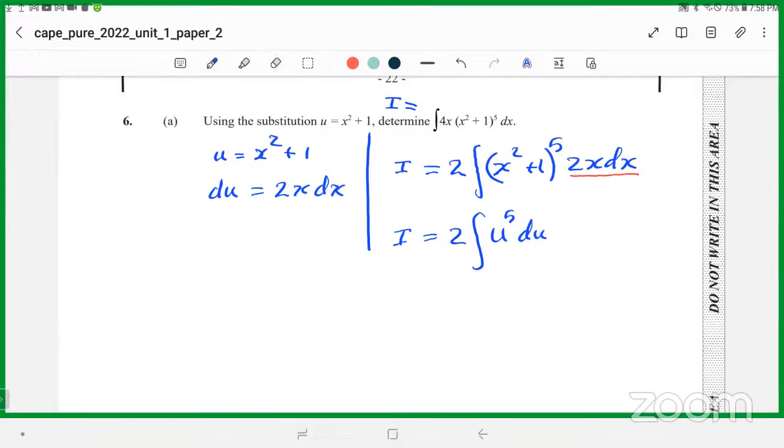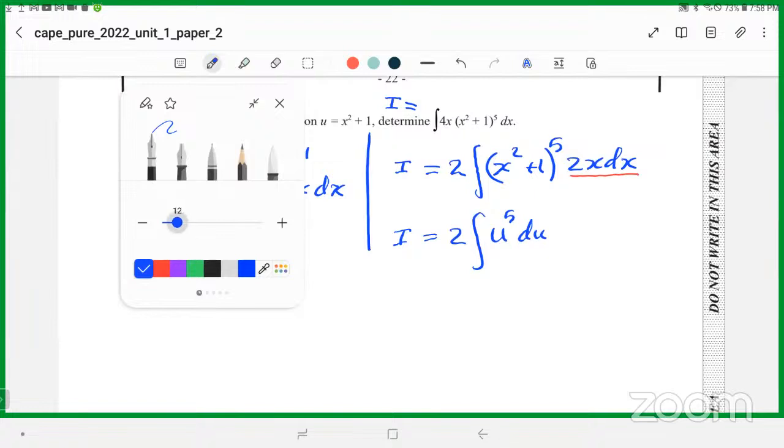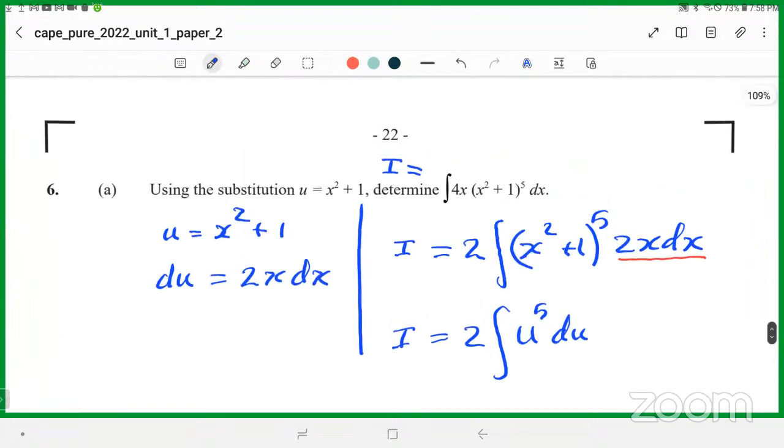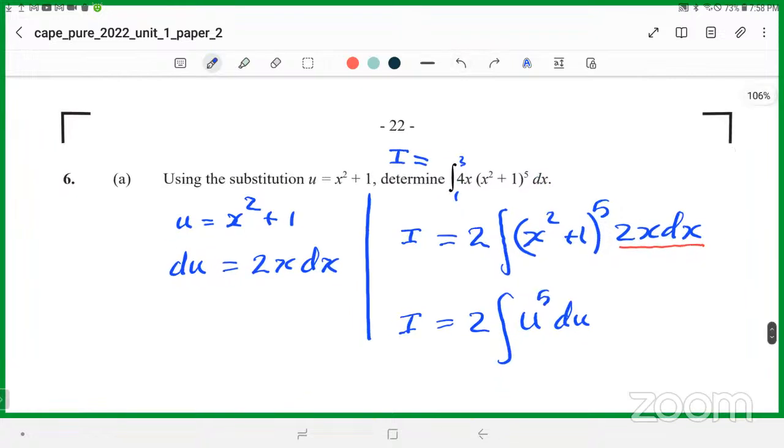So let's say they had given us some limits on the integral. Let's give it some value. Let's say it was from 1 to 3. This 1 and this 3 are x values. When I change the integral to u, I need those limits to come to the corresponding u values.